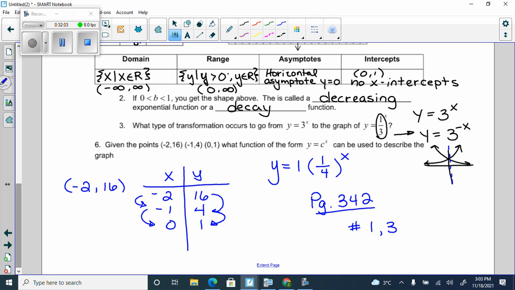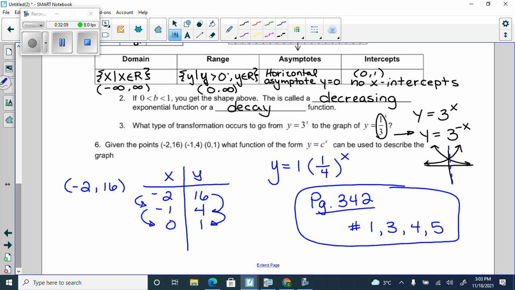1, 3, 4, and 5. 1, 3, 4. I could have written 3 to 5, but I didn't. So you're welcome. I don't know why.